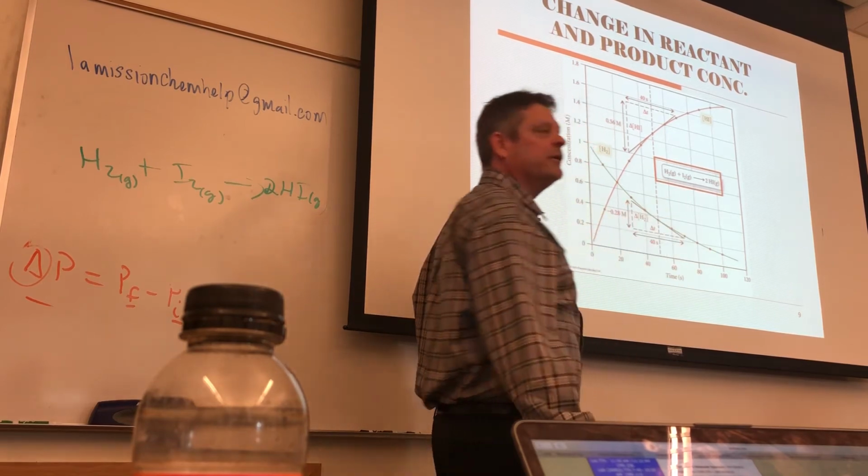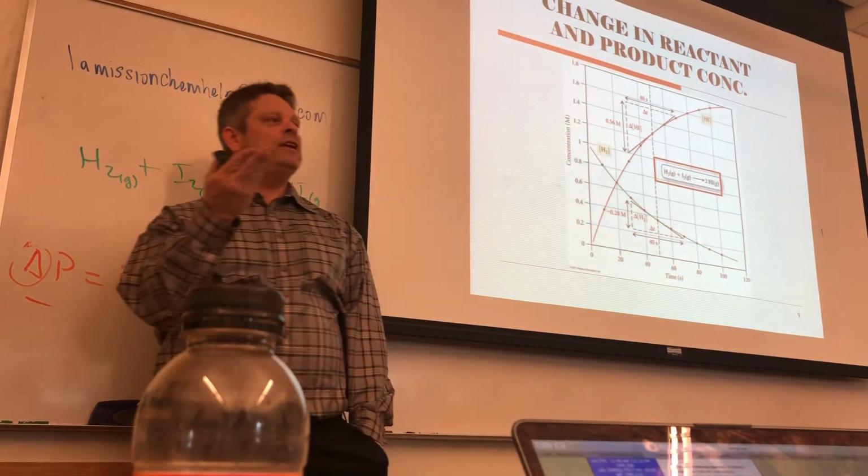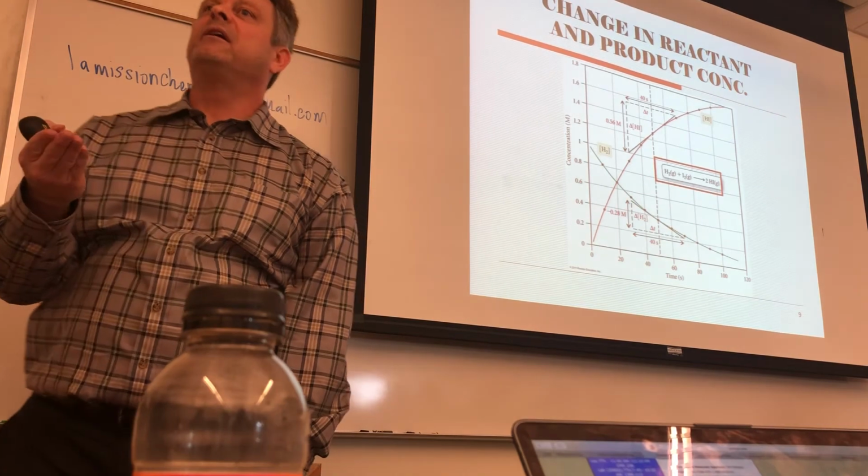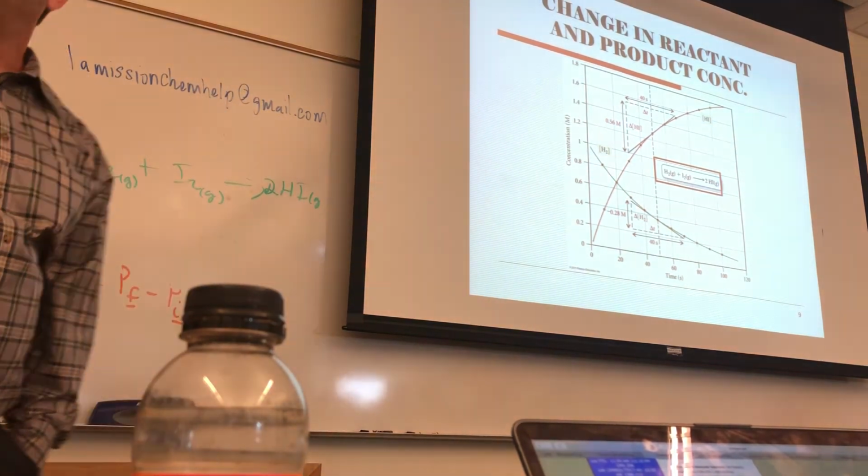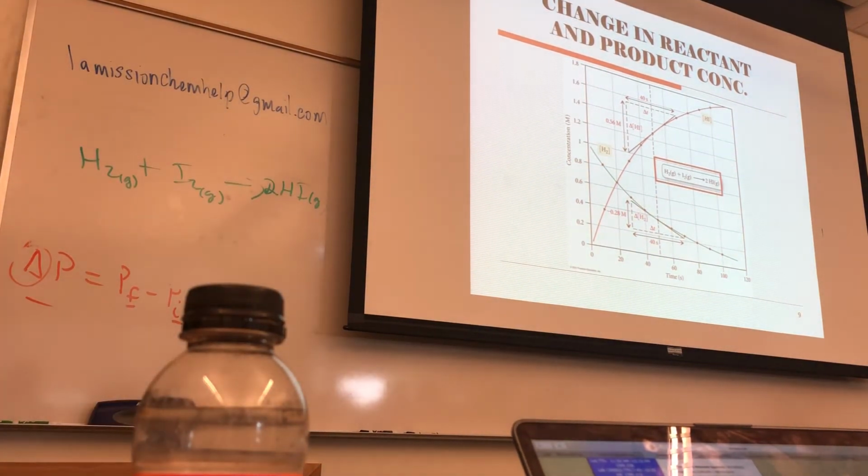That's where the tangent line would go across. And that's the position that you're looking at in that context for the rate of the reaction, in this case, of the development of the product. And that's all this is.